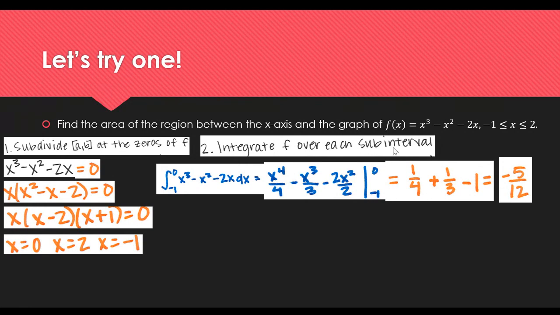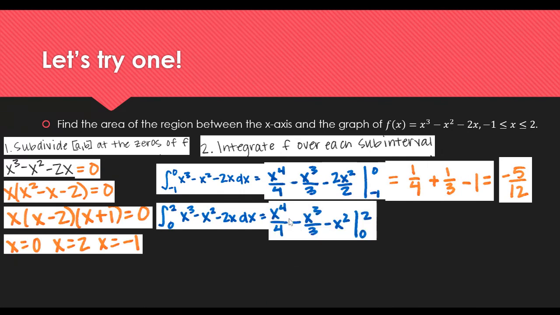But that's only one subinterval. That was -1 to 0. Now I need to do 0 to 2. Well, we already found the integral. X to the 4th over 4 minus x cubed over 3. We know those 2's cancel. That's just x squared. But now I want to go from 0 to 2. So I plug in 2, and I get 16 over 4, 8 over 3, and 4, and 0 is just going to zero out, so I don't have to worry about it.